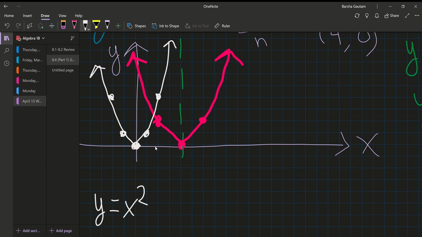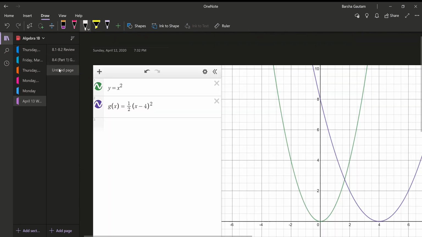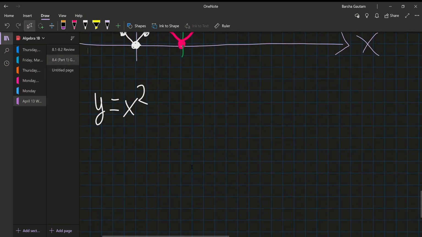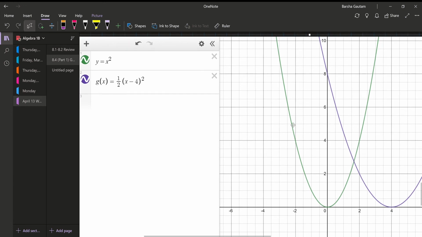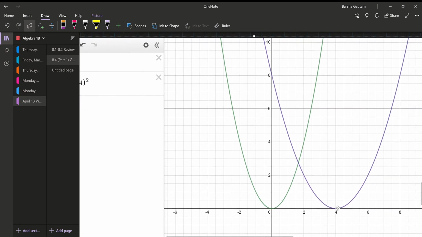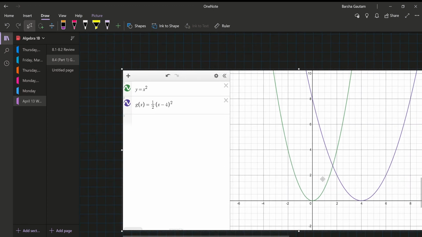And this drawing is not the best, so I'm going to show you a better looking one that might help a little bit. Let's put this over here. Okay, so as you remember, the purple line is our g of x, right? It shows the colors right here. And the green line is y equals x squared. So what do you notice is a difference between these two graphs? Well, both graphs open up, right? And the graph of g, which is this one, is wider than this graph.